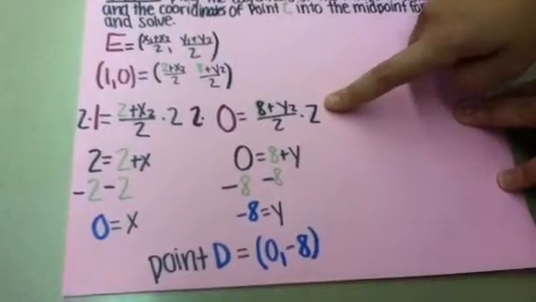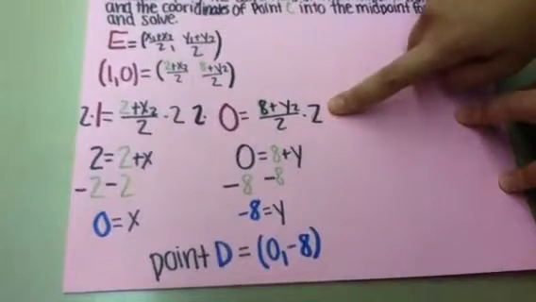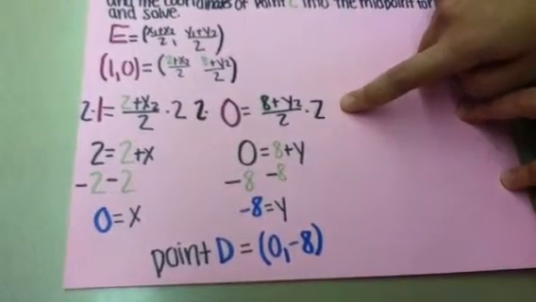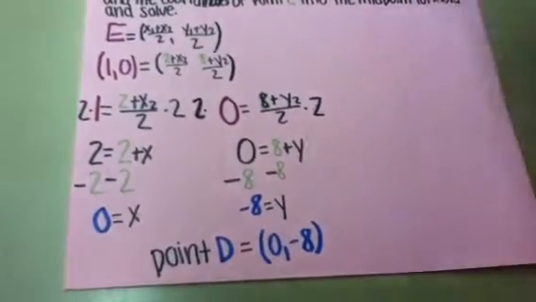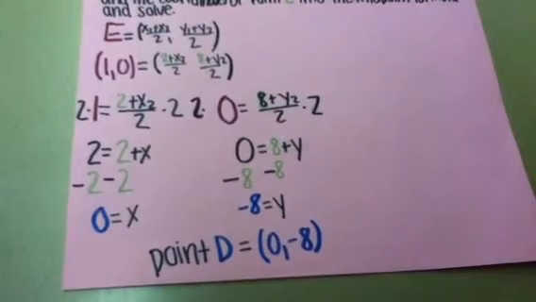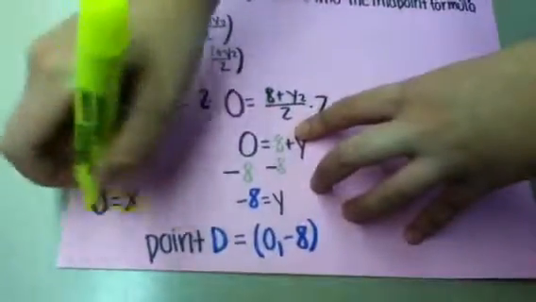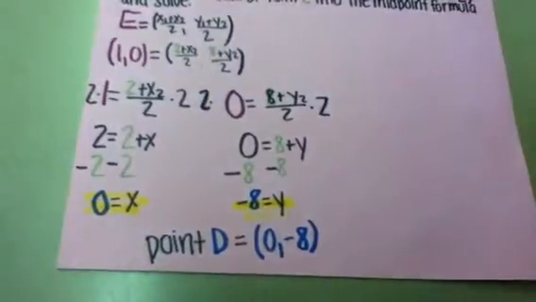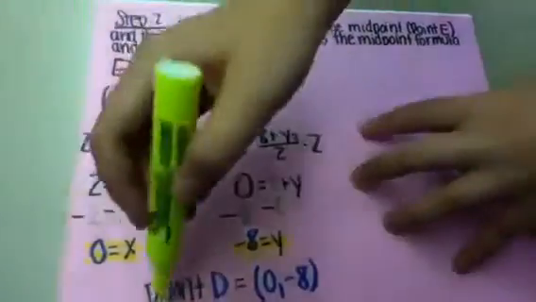Your next step is to rid yourself of the fraction, or of the 2 you're dividing by. To do this, multiply each side by another 2 to cancel out the unwanted fraction. After multiplying each side by 2, you will end up with 2 equals 2 plus x, and 0 equals 8 plus y. Solve for x and solve for y. After solving for x and y, you will now have the coordinates for point D, which is 0, -8.